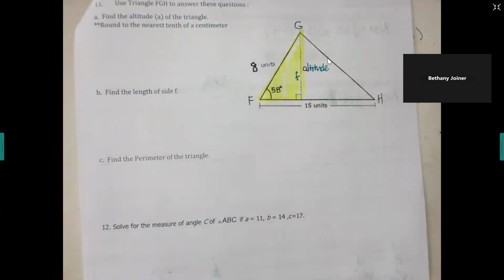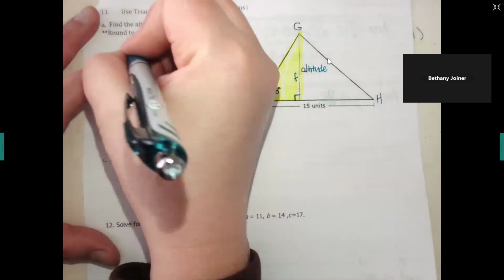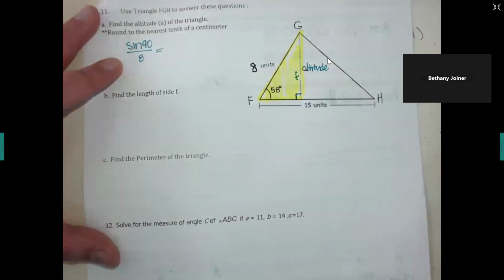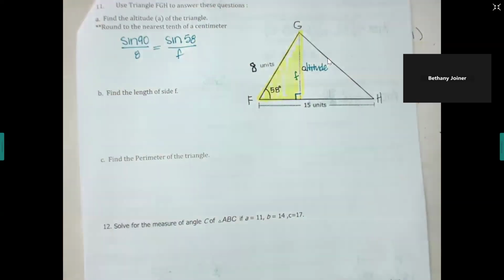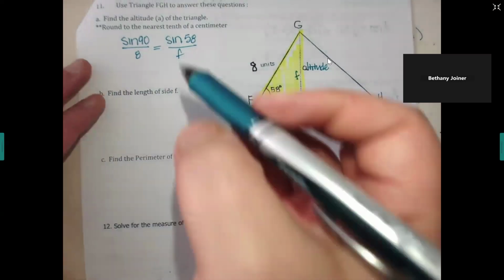What's 8's partner? 90, right? So I'm going to do sine 90/8 equals, and then I'll do sine 58/f. Remember, on the first side, you want to have the stuff that you actually know, and then on the second side, you'll put what you're trying to solve. So go ahead and cross multiply that.